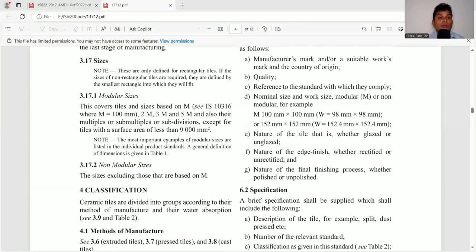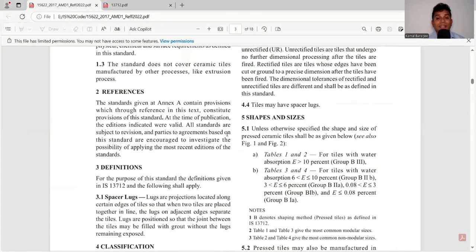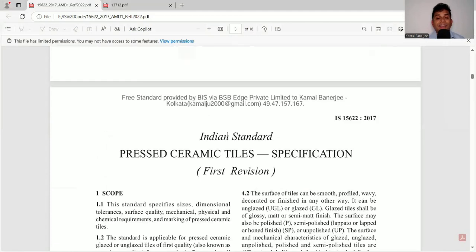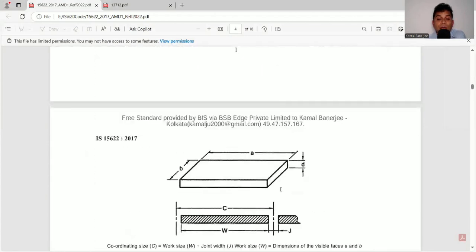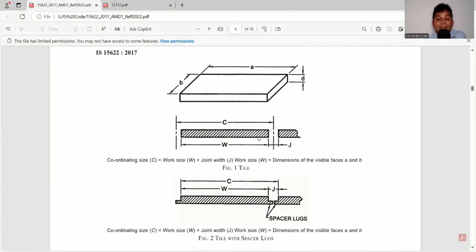I will now go to another code, that is 15622. What is that code? That code is pressed ceramic tiles specification. Here are the tiles. Here it is saying W is the work size and J is equal to joint width. Tiles may be like this or tiles may be like this.